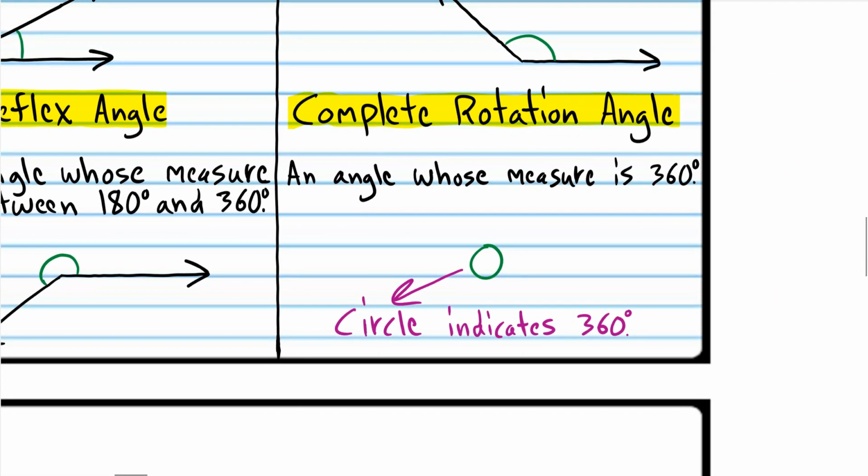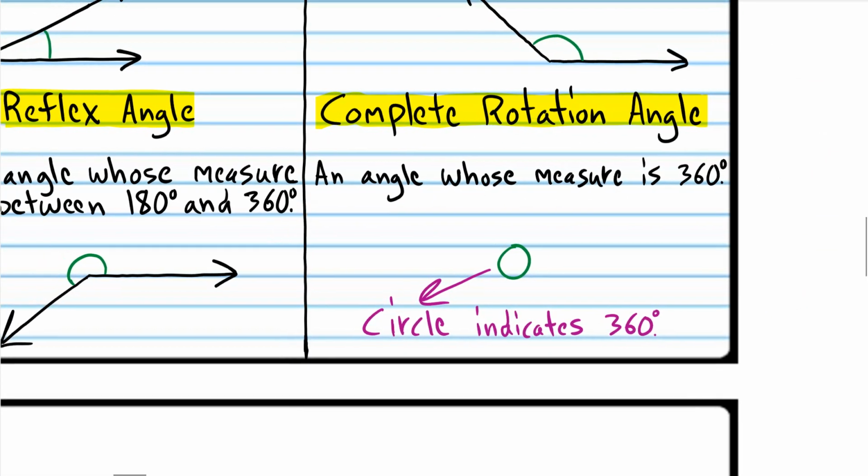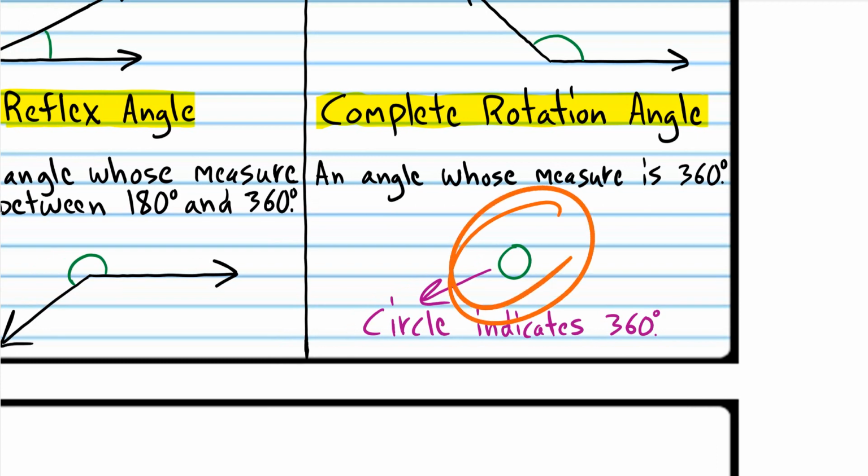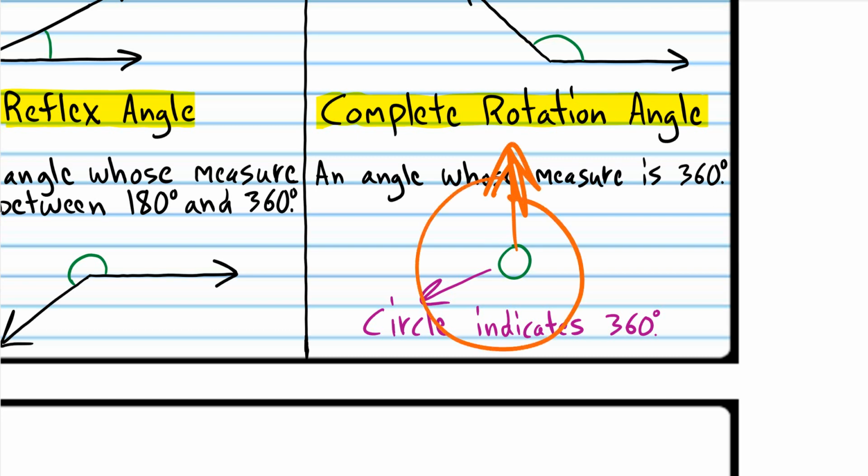And this is a complete rotation angle. That just means we're going all the way around until we get to where we started. That's 360 degrees. So if you're moving on your bicycle and you jump up in the air and go all the way around until you're facing where you started, that's a 360 degree rotation.